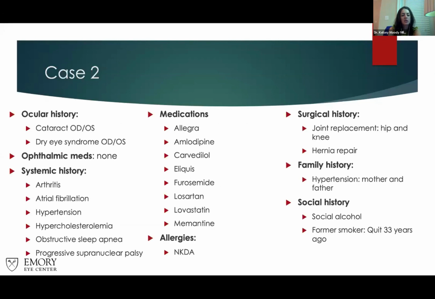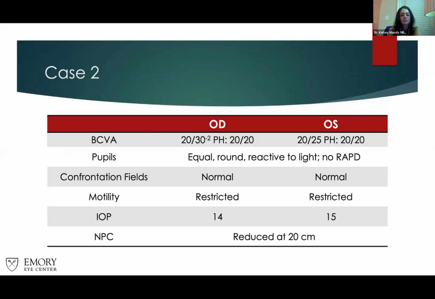His ocular history, he has cataracts and dry eye. He's not taking any eye drops. His systemic history has arthritis, atrial fibrillation, high blood pressure, high cholesterol, sleep apnea, and progressive supranuclear palsy, which is a neurodegenerative disease. He takes medications for those conditions, no allergies to medications, and the rest of his history is really unremarkable for what we're talking about here.